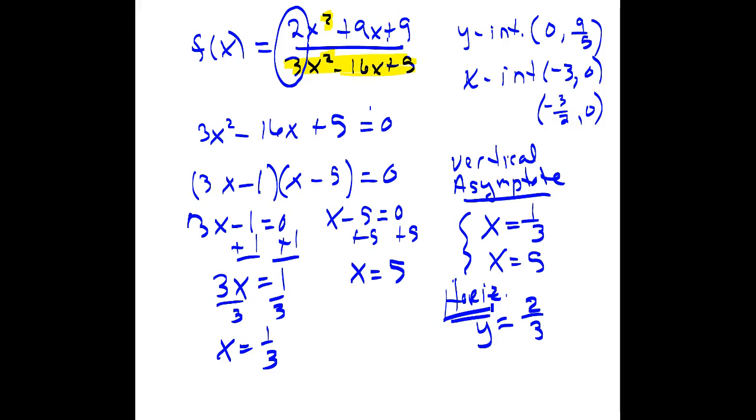If the degree of the denominator is greater than the degree of the numerator, then we have a horizontal asymptote at y equals 0. If the denominator is less than the numerator, then there aren't any horizontal asymptotes. So those are three good rules to remember when dealing with horizontal asymptotes.